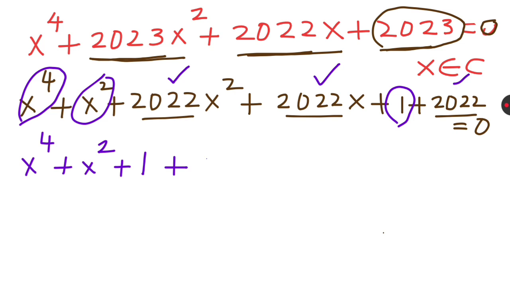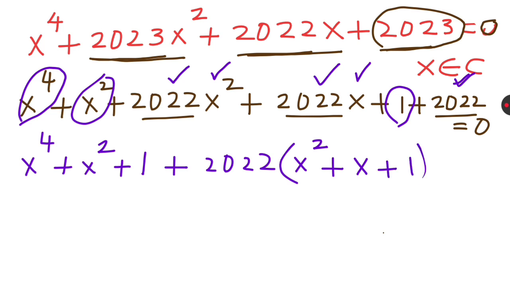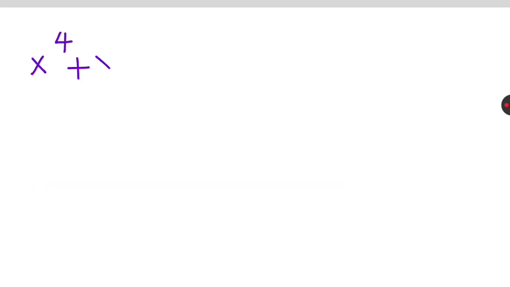So that's why I am going to take 2022 as common. You are left with x^2, and here x, and here the constant 1, that is equal to 0. So x^4 + x^2 + 1, and we need to find the factors of this.